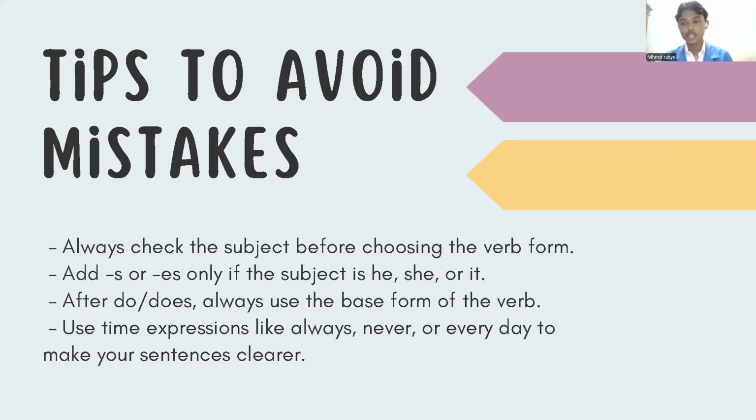Tips to avoid mistakes. To use the simple present tense correctly, here are some useful tips. The first one, always check the subject before choosing the verb form. The second one, add s or es only if the subject is he, she, or it. After do or does, always use the base form of the verb. Use time expressions like always, never, or every day to make your sentence clearer.